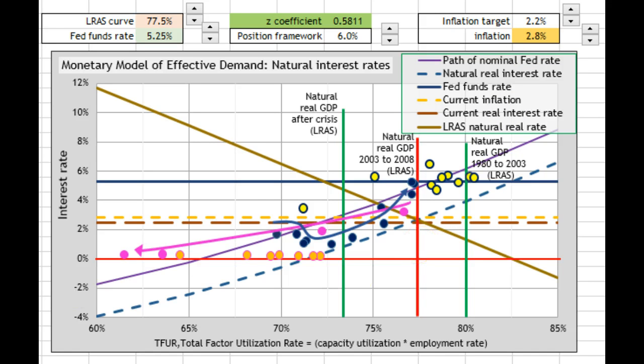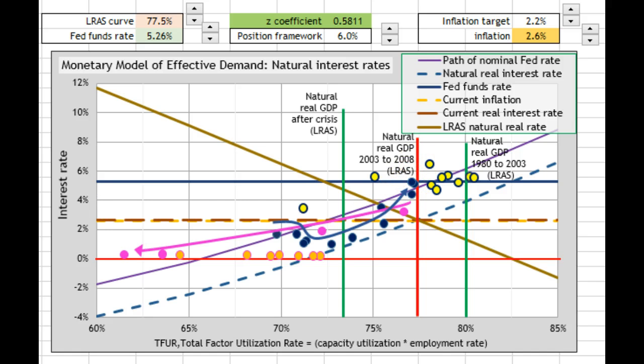Keep moving. First quarter 2007. This is pretty much the very same spot. And now we see that the current real interest rate is exactly where it needs to be, right where these lines cross. This is the Fed target. This is the Fed target at this natural real GDP level in terms of capital and labor utilization. The Fed's right on target now.